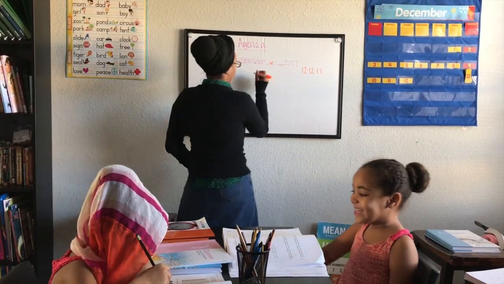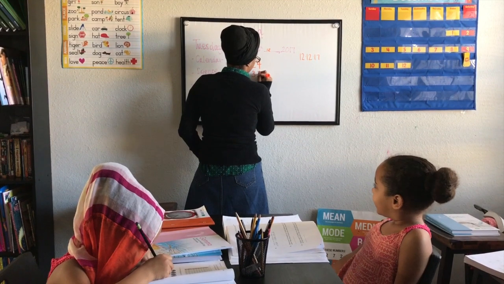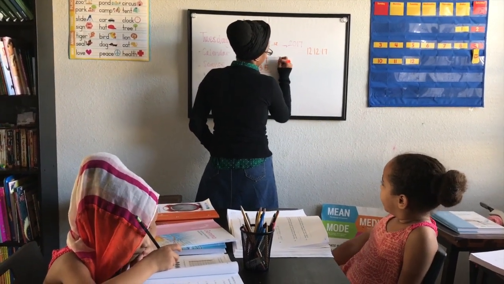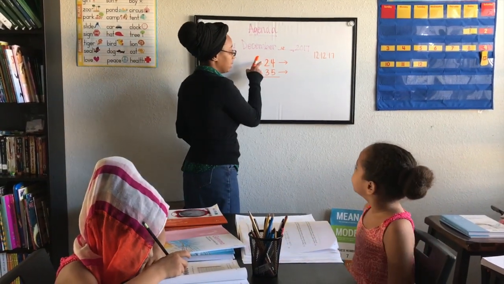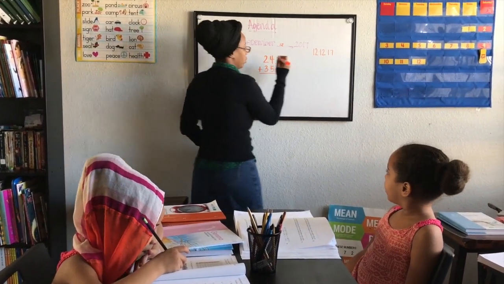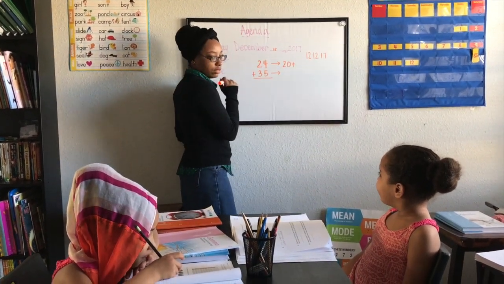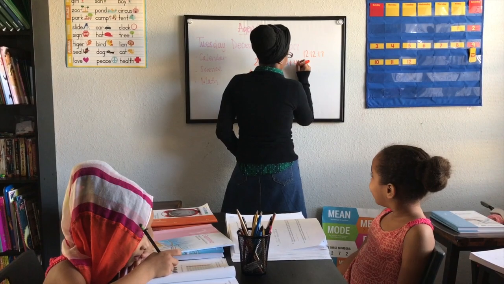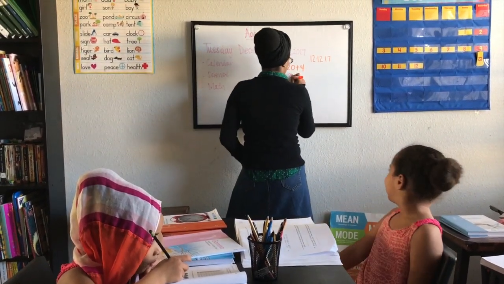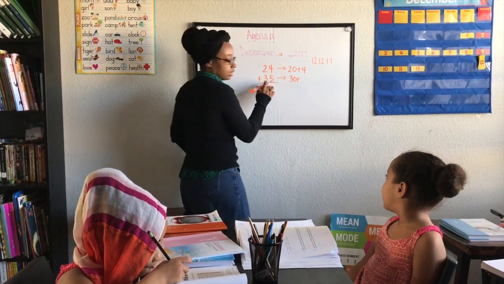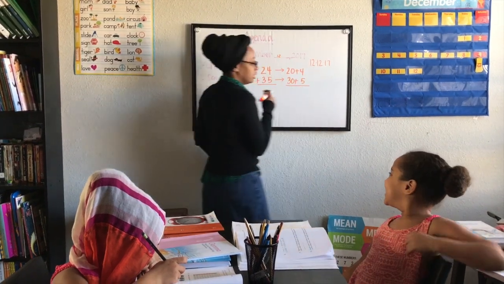They have 24 plus 35. But they want you to put it in place value notation. So let's start here. How many tens do you have? 20. So you have 20 tens. Good. So 20 plus how many ones? 4. Very good. And then for this one, how many tens? 30. And how many ones? 5. Okay. So now we're going to add these together.